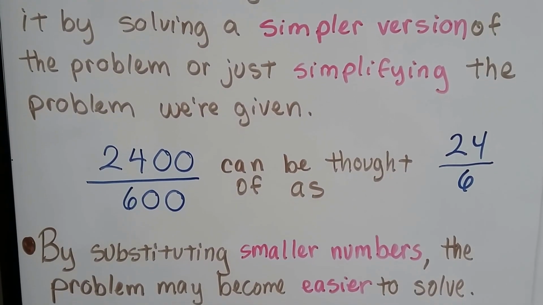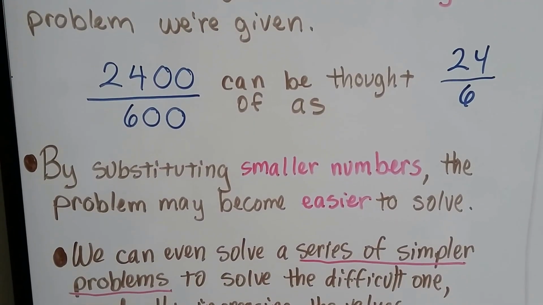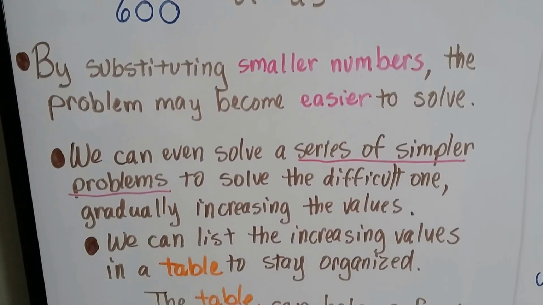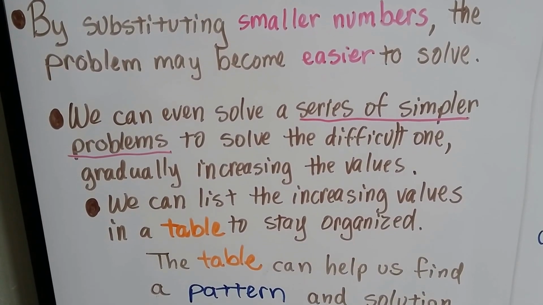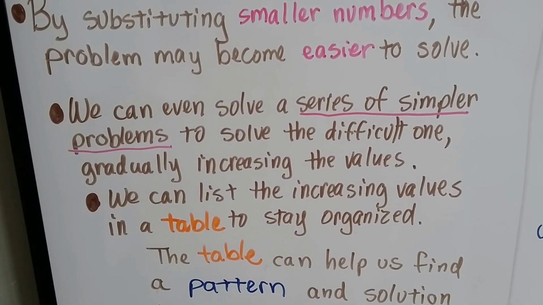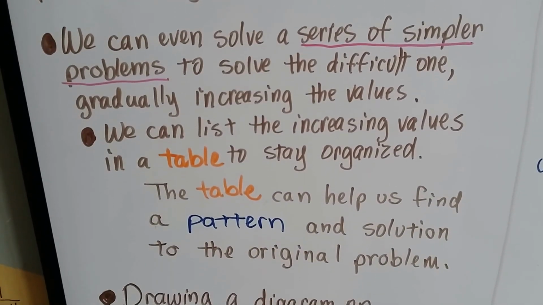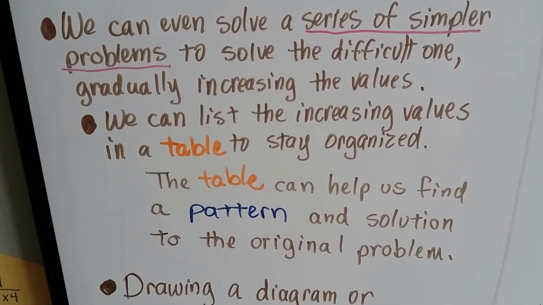Those zeros aren't that important. We can just solve it. Well, by substituting smaller numbers, the problem can become easier to solve. We can even solve a series of simpler problems to solve the difficult one, gradually increasing the values. And we can list the increasing values in a table to stay organized. That table can help us find a pattern and solution to the original problem.